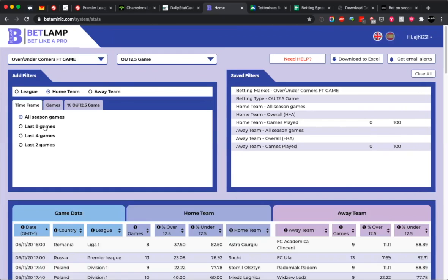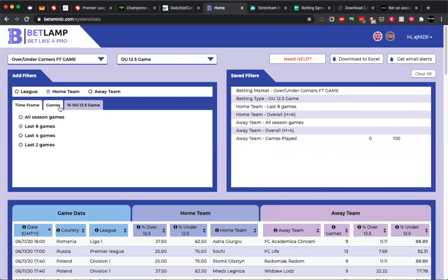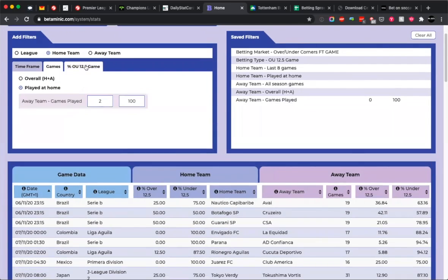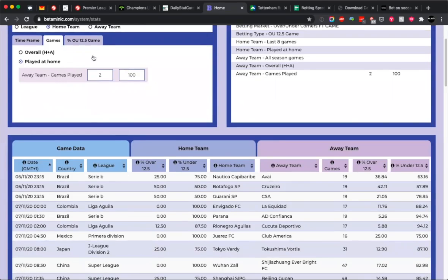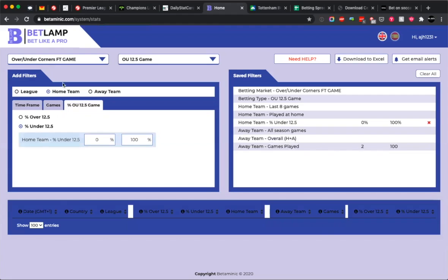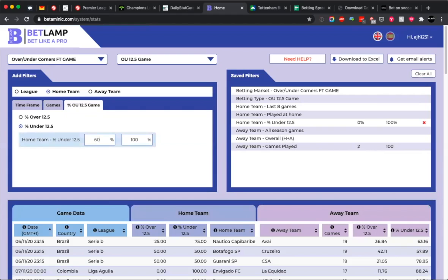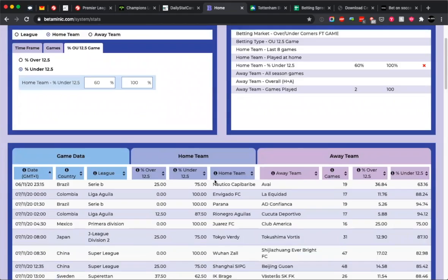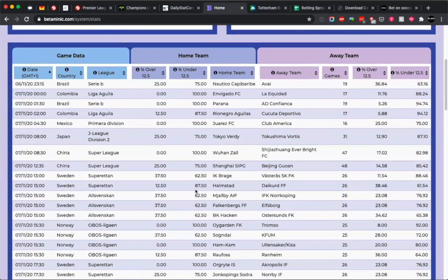So I'll look at the time frame, the last 8 games that home team has played at home. So at least 2 games that they've played. So what we'd look at is under the percentage, under 12.5, at least 60% of the time, 60% being the highest probability that you can get. So as you can see here, it gives you a list of teams that have a high probability of under 12.5. And if you have these teams on your betting site, you can actually bet on them.